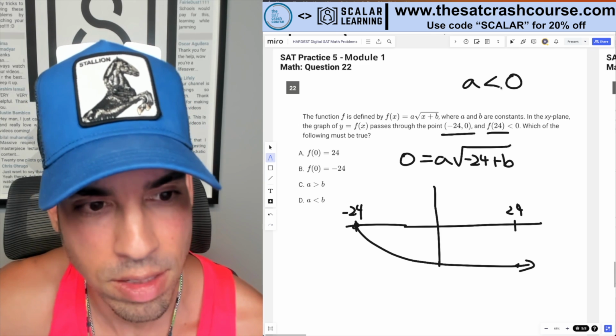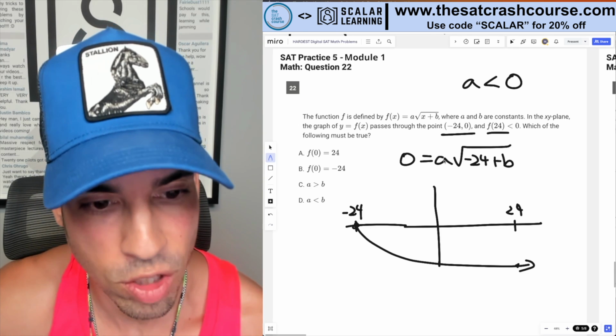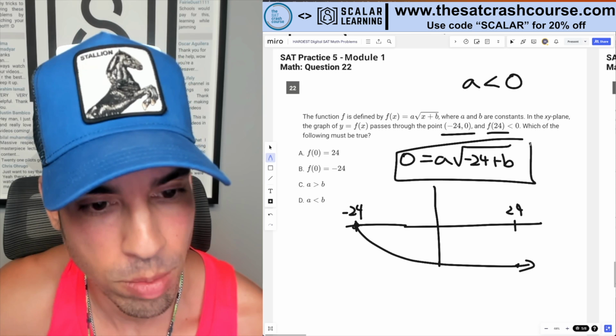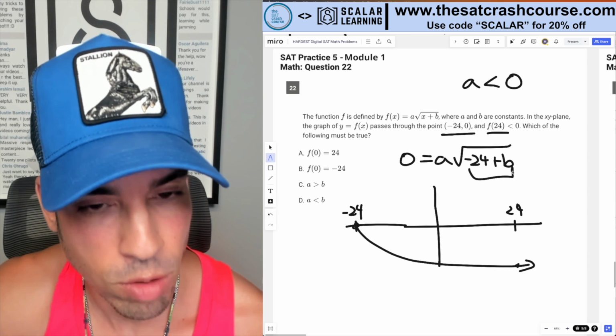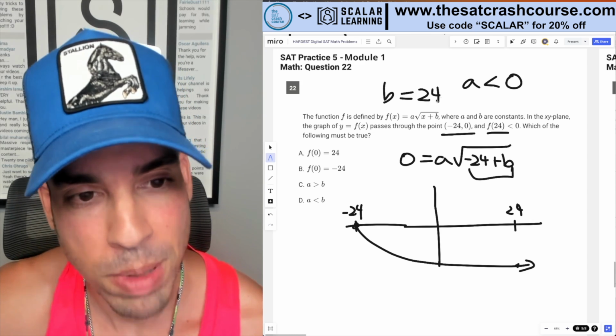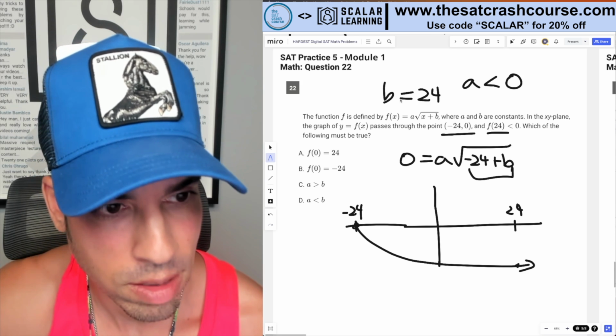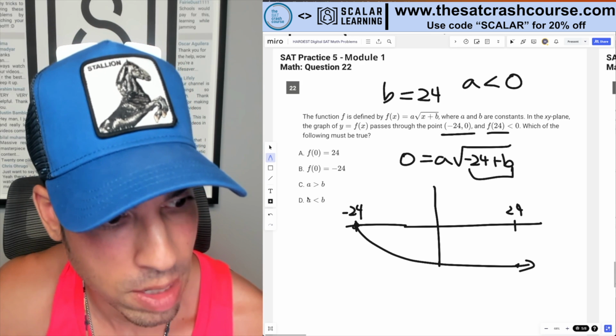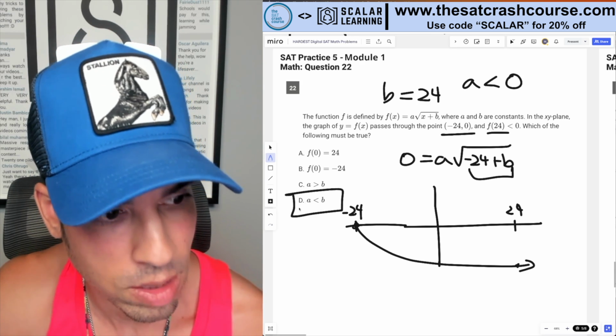And if a is less than 0, right, a is negative, it can't be 0. That means in order for this equation to be true, this value must zero out, meaning b has to be 24. All right, so if b is 24 and a is negative, it stands to reason, therefore, that b is greater than a, which means D is the winner.